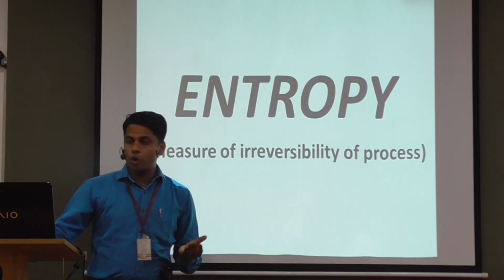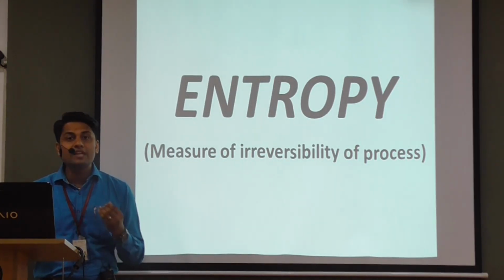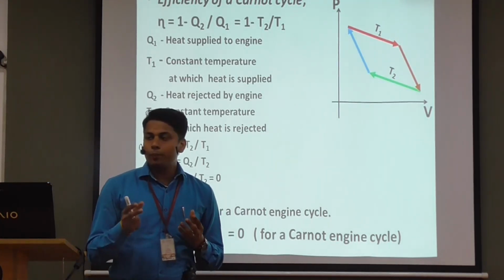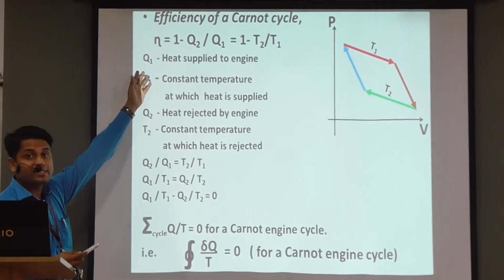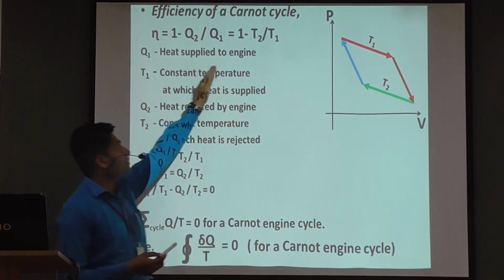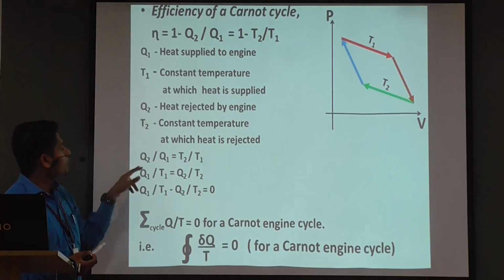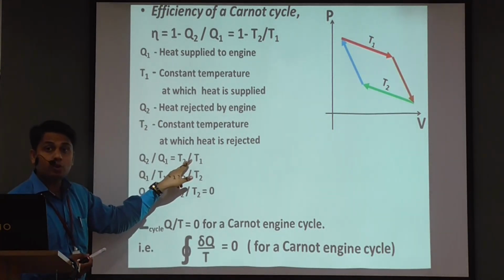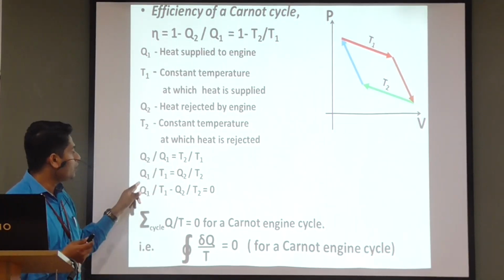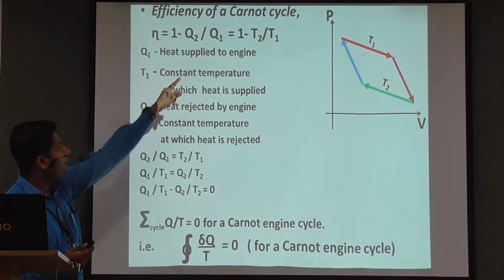Now, coming to the topic entropy. What is entropy? Entropy is the measure of irreversibility of a process. For explaining the entropy of a system, we define the efficiency as eta equal to 1 minus Q2 by Q1. This can be represented as 1 minus T2 by T1. And we know that Q2 by Q1 can be represented as T2 by T1 according to the absolute thermodynamic temperature scale. Now rearranging, we get Q1 by T1 equal to Q2 by T2. And subtracting, we get it equal to 0.